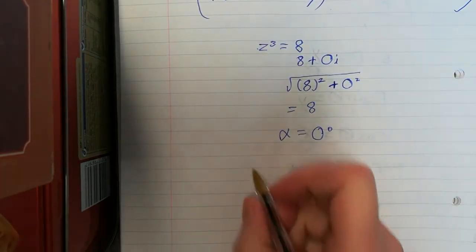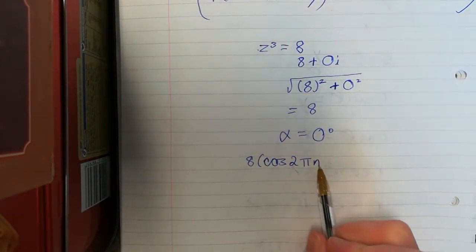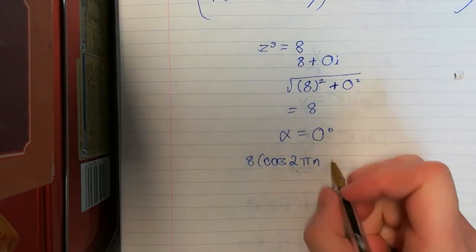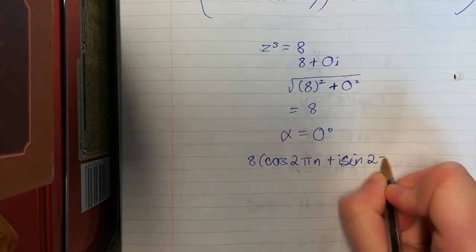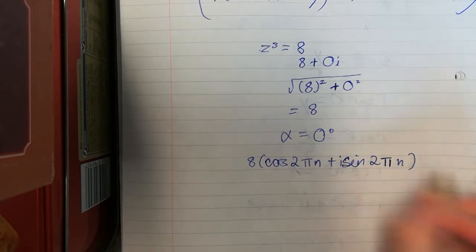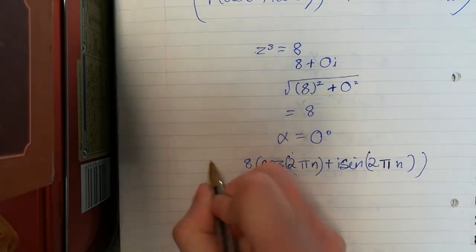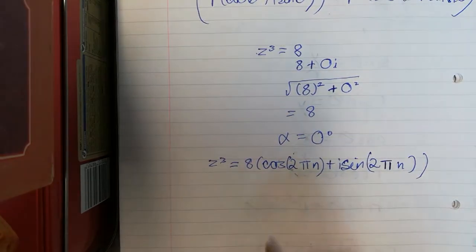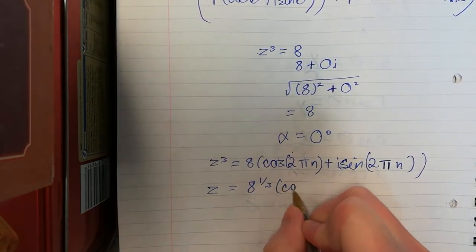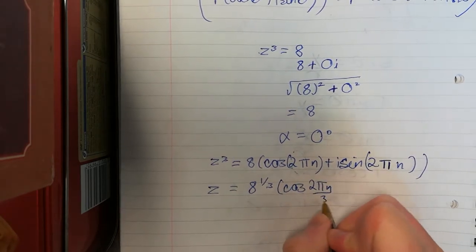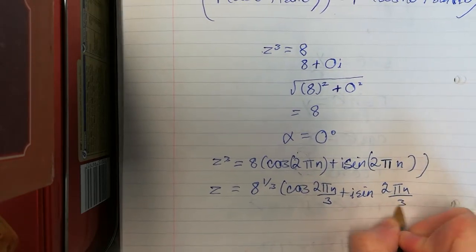If I'm to write this in general polar form, it'll be 8 cos 2 pi n, because when n is 0 it'll be cos of 0, plus i sin 2 pi n. So that's our angle, 2 pi n. That's going to be z to the power of 3. But I'm looking for z by itself. So z is going to be 8 to the power of a third by cos of 2 pi n over 3 plus i sin of 2 pi n over 3.